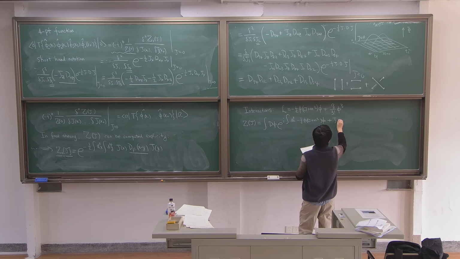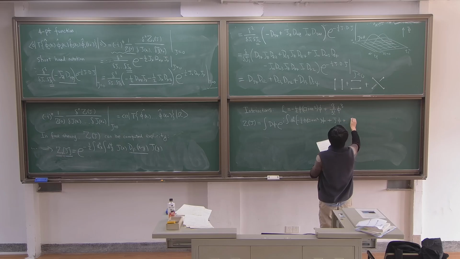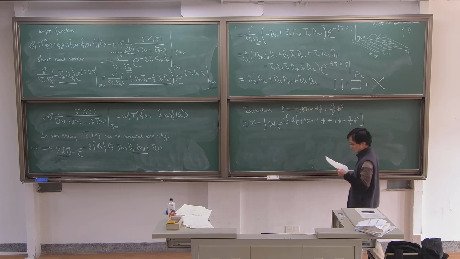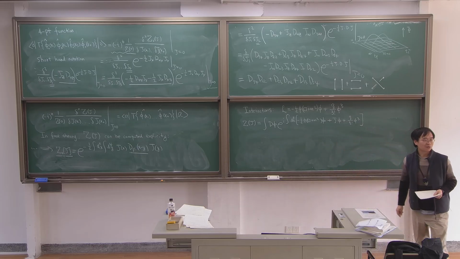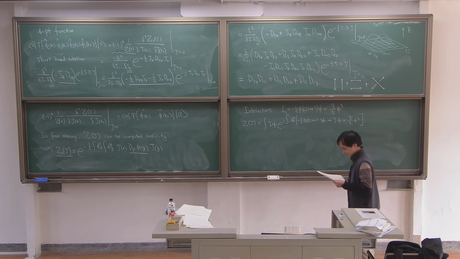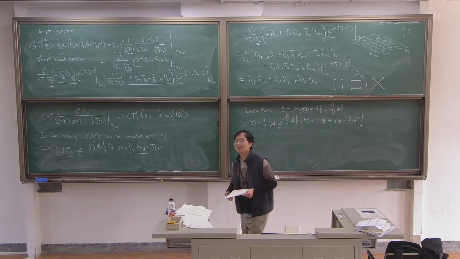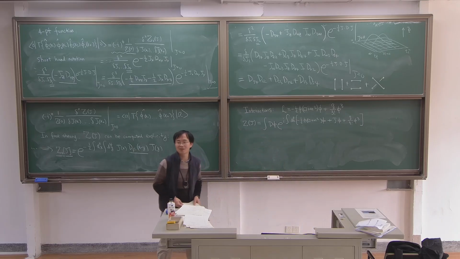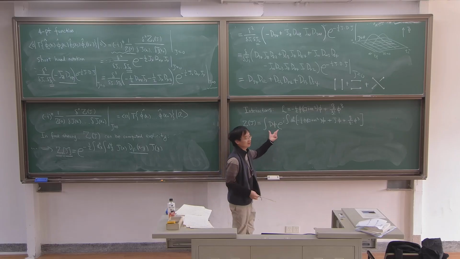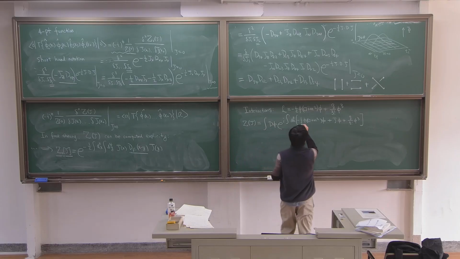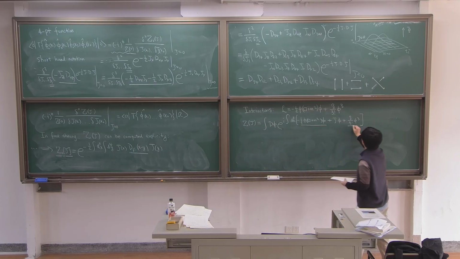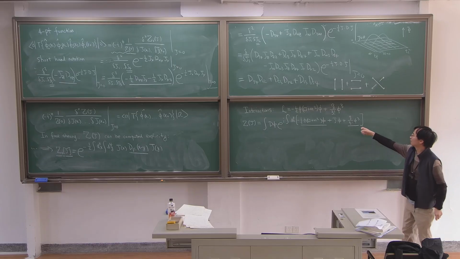Plus the source term, okay? Because we want to improve the action. Then plus the coupling term or interaction term, okay? This is what we have to deal with. This is the path integral. You see, this path integral is a little complicated, right? This is the free part, but now we have a complicated coupling, a phi cubed interaction.